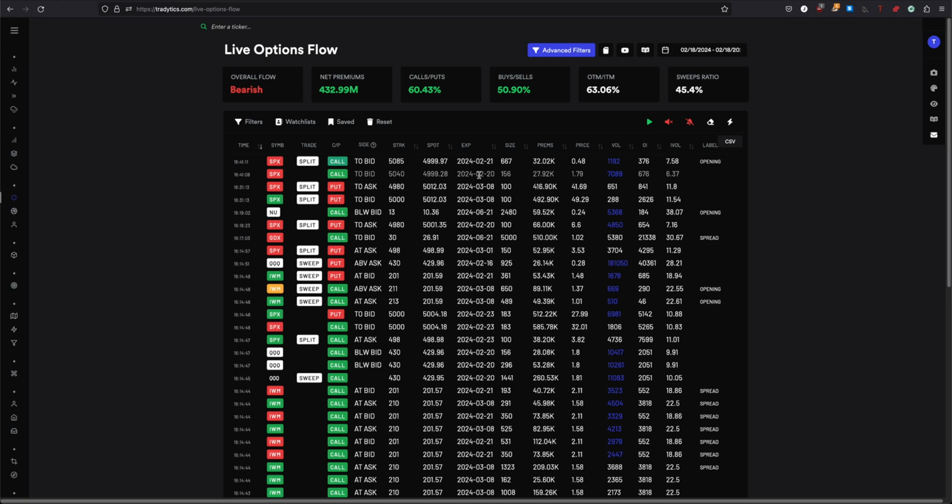Well, Tradytics does a pretty good job labeling whether these trades are being opened or closed. And it's not an exact science, right? But we try to do our best. And so this tab over here that shows if things are opening or not, when it's an opening trade that's being put at the bid, that usually means that these are being written, not bought or sold. All right. So a written call here, bearish, right?